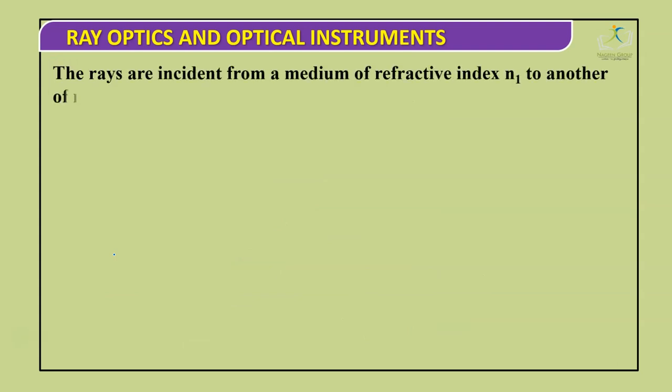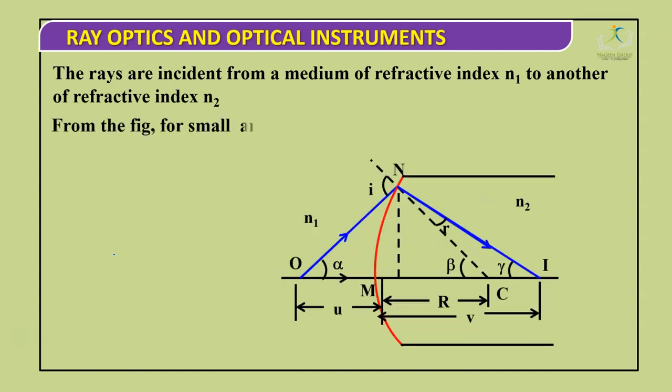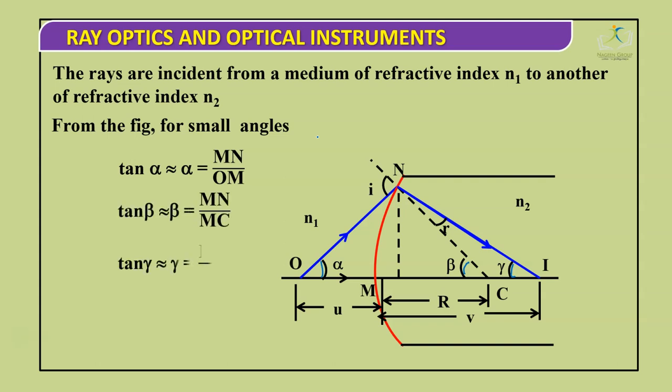The rays are incident from a medium of refractive index n1 to another of refractive index n2. From the figure, as you can see, the angles alpha, beta and gamma are very small. So tan alpha we can assume as alpha, which is MN by OM, and tan beta is MN by MC, and tan gamma is MN by MI.